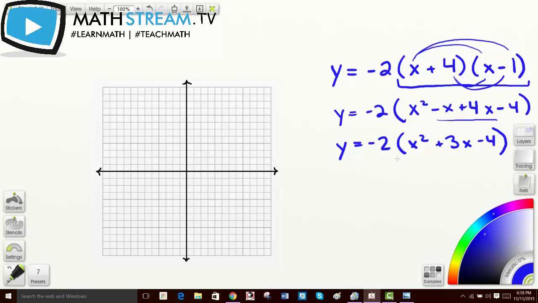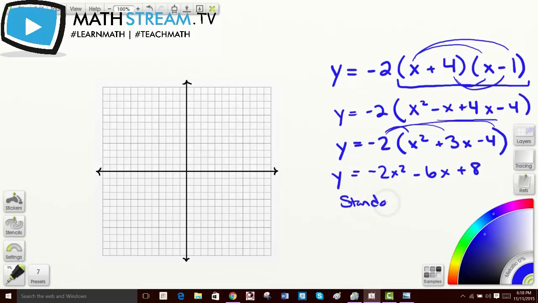And we're almost there. Now that we have this foiled out, we have this number -2 out front. So why don't we call that a coefficient. It's out front of the parentheses. And let's distribute that into our parentheses. -2 times x squared would be -2x squared. -2 times 3x would be -6x. And -2 times -4 would be +8. So again, this is what we call the standard form.